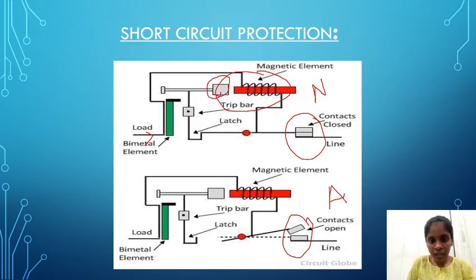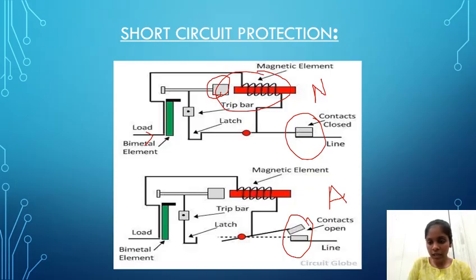In the normal case, the current flows from here and reaches the magnetic element, I mean the solenoid, and it reaches the contact. In this normal case, everything is fine. Coming to the abnormal case, the current flows as usual as in the normal case.